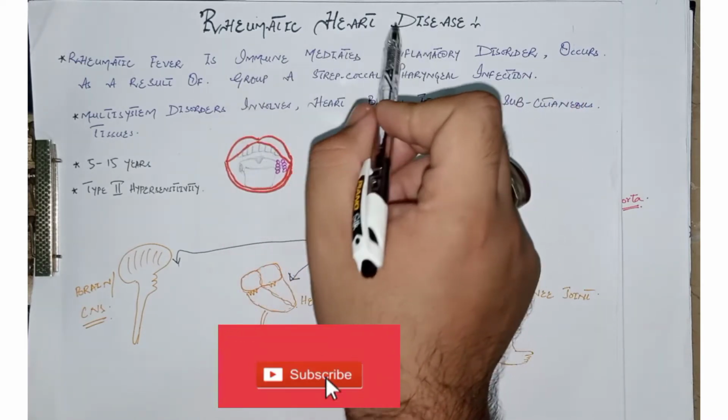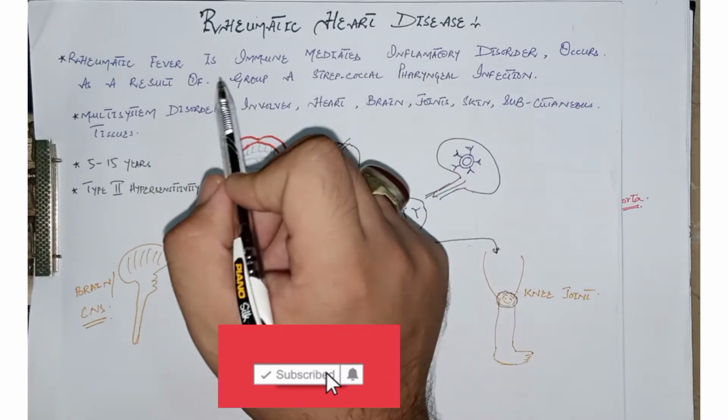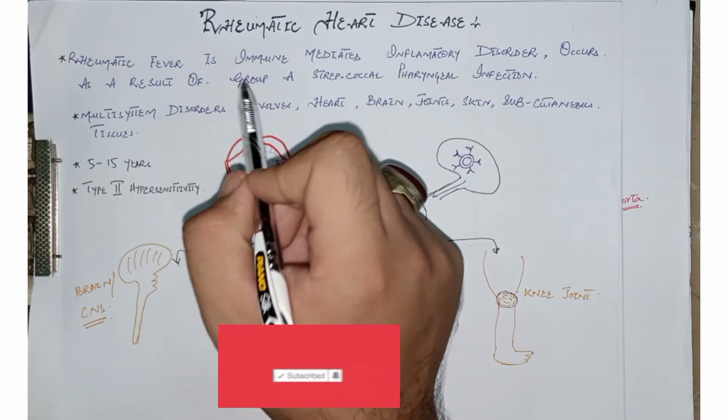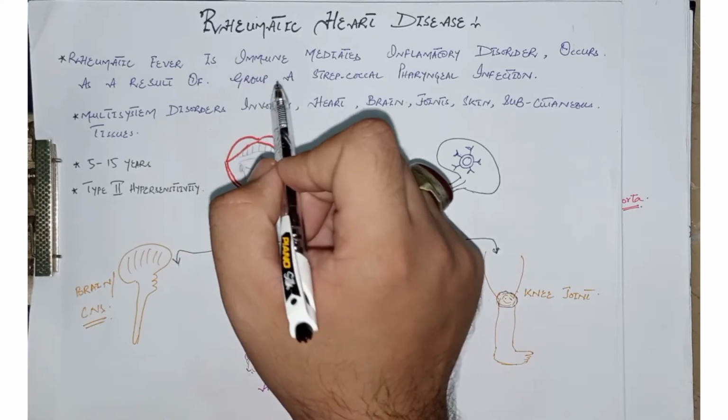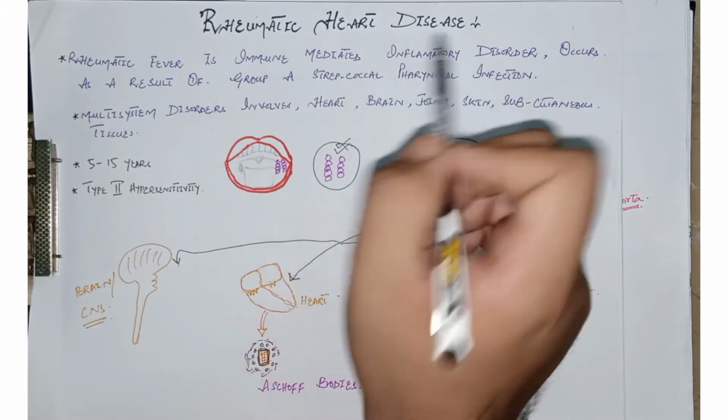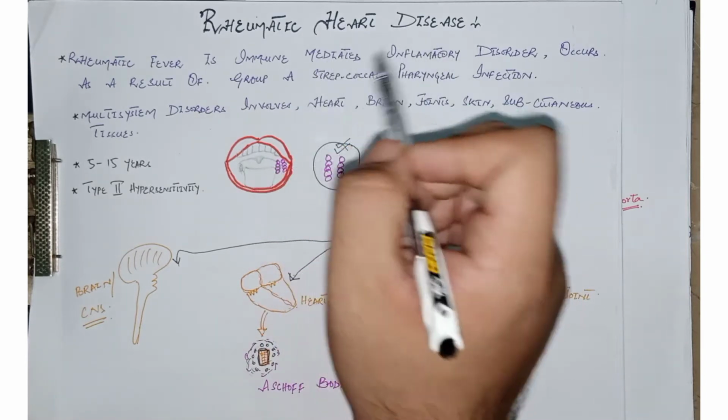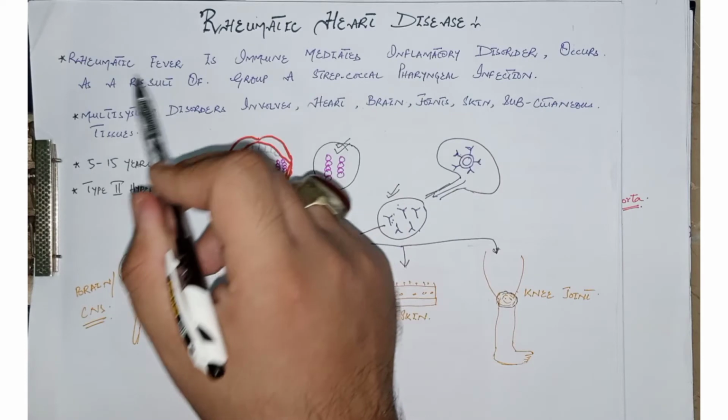Rheumatic heart disease occurs as a result of rheumatic fever. It is very surprising to know that a simple pharyngeal infection or simple sore throat, if untreated, can cause damage to the valves of the heart or can even cause death of the patient.